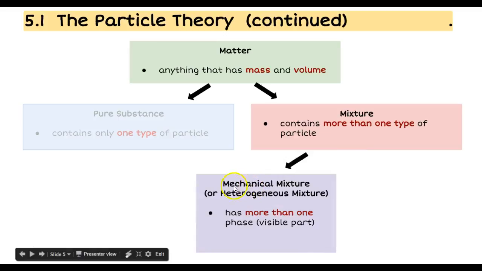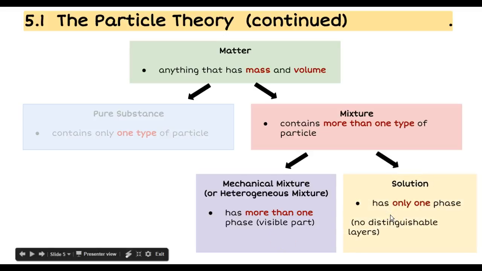You can have what's called a mechanical mixture, sometimes also referred to as a heterogeneous mixture. These are kind of big words. What that means is that it will have more than one phase or more than one visible part. I like to think of it as having more than one layer to it. Right off the bat, an oil and water mixture would be a mechanical mixture because the oil layer would be highly visible and distinct from the water layer.